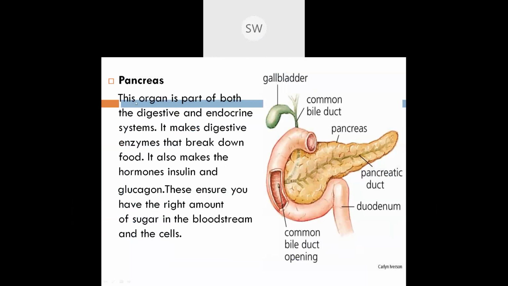Next is the pancreas. I have discussed this pancreas with you in yesterday's class also. It is responsible for the digestive system also, and it produces insulin. Do you remember this pancreas? So what will you see in this pancreas?